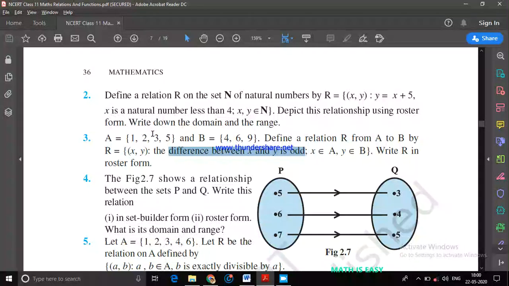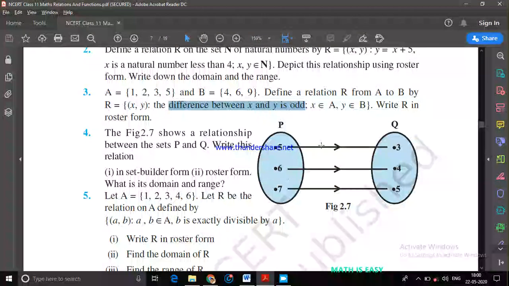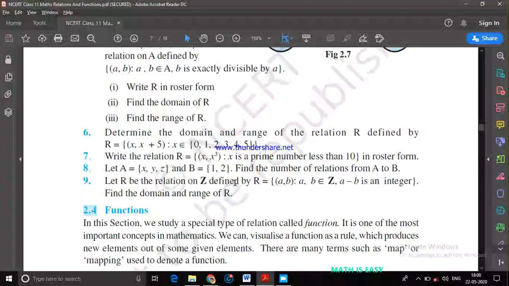Sorry, it is from A to B, right? So I have to take 1 minus 4, then 1 minus 3, then 1 minus 6, then 1 minus 9. Then 2 minus 4, 2 minus 6, and so on. You have to subtract every element of A with every element of B. Whichever subtraction gives an odd number, you consider that pair an element of the relation. If the subtraction comes out even, then don't consider it an element of the relation. Like this you try, all the questions are easy.